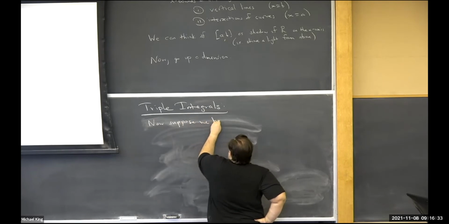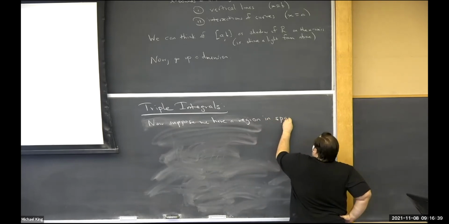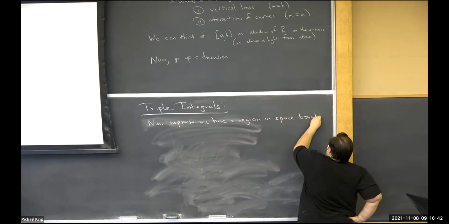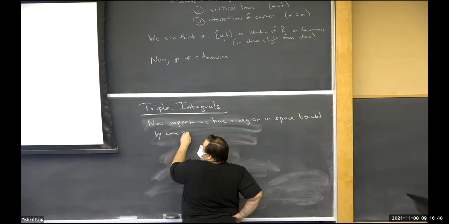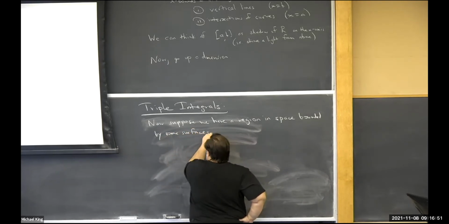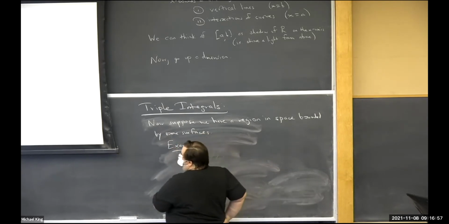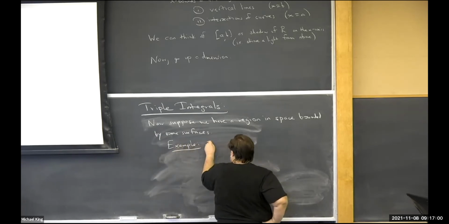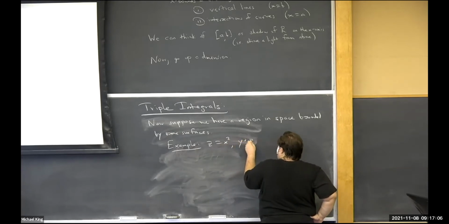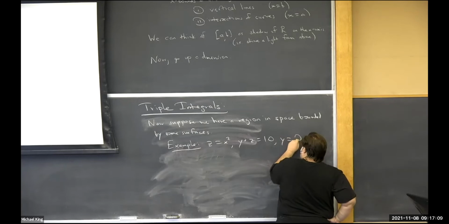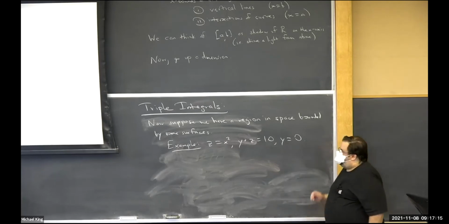Now suppose we have a region in space. I'll give you an example in a second. Actually, I think there's an example at the bottom of the screen there. So let's just do this example while we go along with this. z equals x squared, y plus z equals 10, y equals 0. So that's an example of a region in space bounded by some surfaces, right?